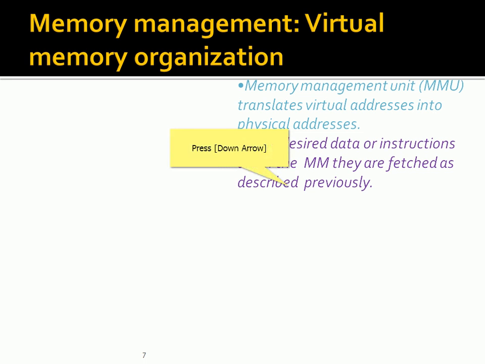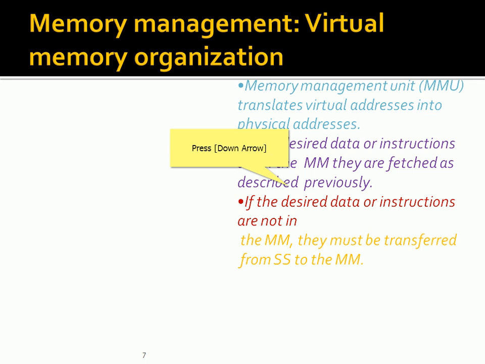If the desired data or instructions are in the main memory, they are fetched as described previously. How can we know whether it is available or not? It will go to the main memory and that address will be searched there. If the corresponding address holds the instructions or data, then we say a main memory hit occurs. Otherwise a miss occurs. Hit and miss: the performance is better if the hit rate is higher.